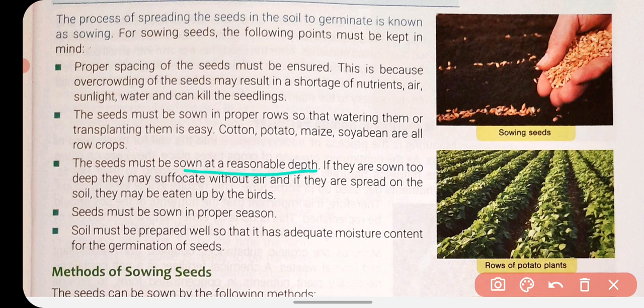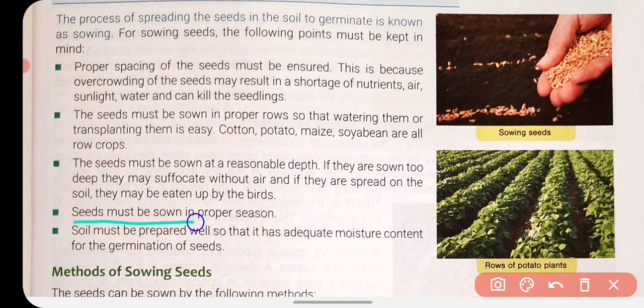The depth must be reasonable, must be proper. If the seeds are sown too deep, they may suffocate without air, they will not get the air and they will die. And if they are spread on the soil, they may be eaten by the birds. So it must not be either very deep or very superficial. It must be at a proper, reasonable depth.